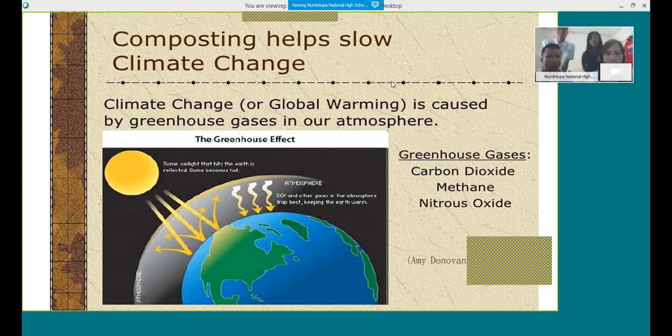And this is how composting helps climate change. Climate change or global warming is caused by greenhouse gases in our atmosphere, such as carbon dioxide, methane, and nitrous oxide. They trap heat, keeping the earth warm, like what happens in a common greenhouse, and that's why it's called the greenhouse effect. But the presence of these gases, which are produced by the decaying of biodegradable materials, worsens it. One solution is composting, which helps slow down the climate change we are experiencing, specifically global warming.